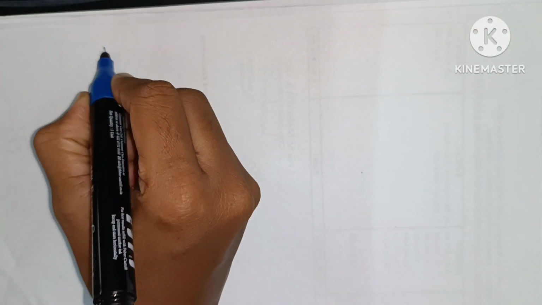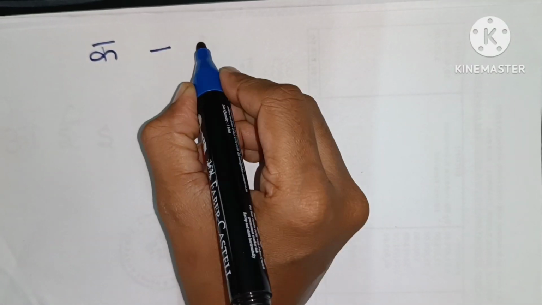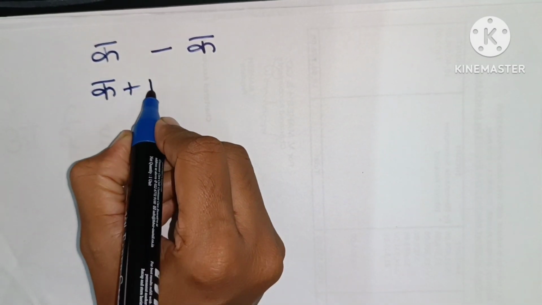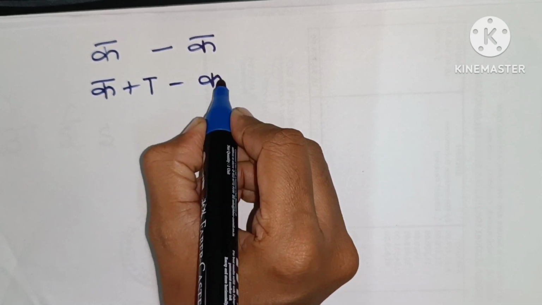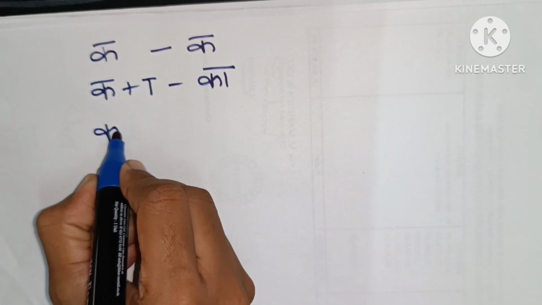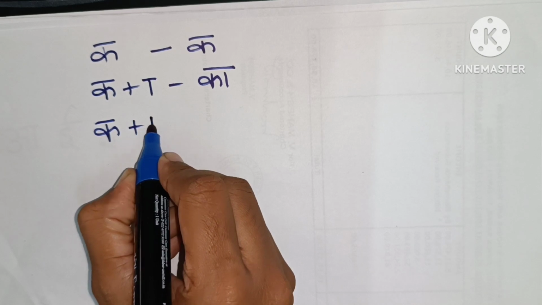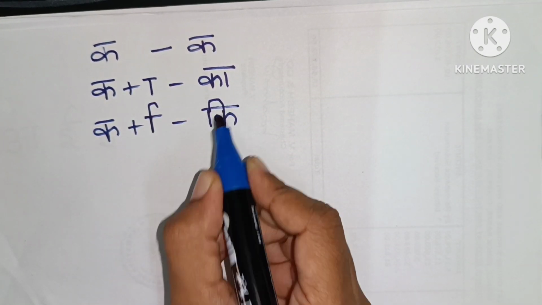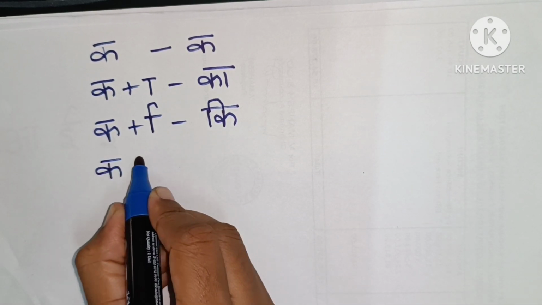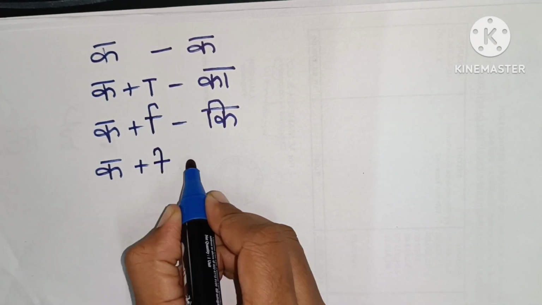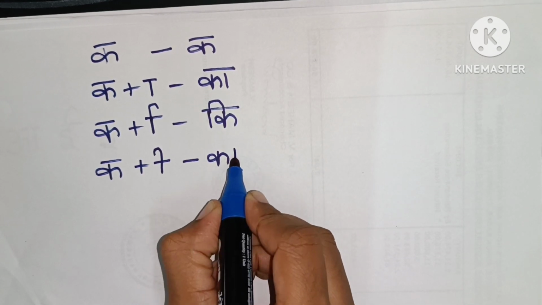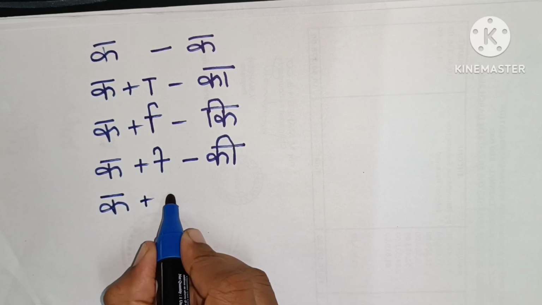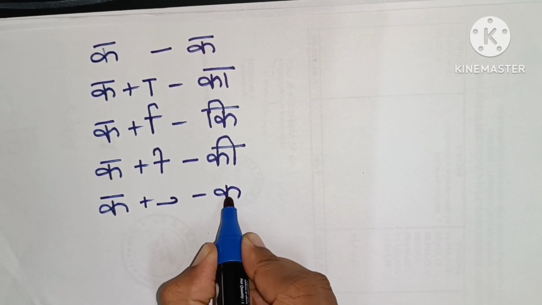Starting with the first letter, I am writing Ka as it is. Ka plus A ki matra gives you Ka. Ka plus I ki matra is Ki. Ka plus Ee ki matra, badi ee ki matra, that is Kee. Ka plus U ki matra is Ku.